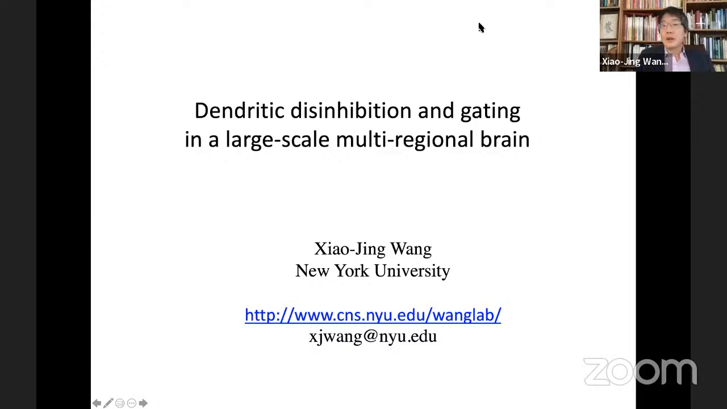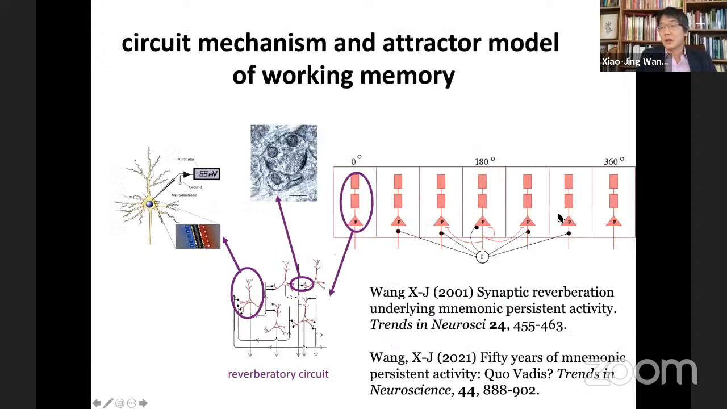So the theme today for my talk is gating, and I'm going to talk about dendritic disinhibition as a mechanism for gating. We became interested in gating when we were exploring circuit mechanisms computationally of working memory, which is our ability to hold internally some piece of information in the absence of external stimuli. As you know, in order to hold information in your working memory, your brain needs to have the ability to filter out all this incoming information flow that's not relevant behaviorally.